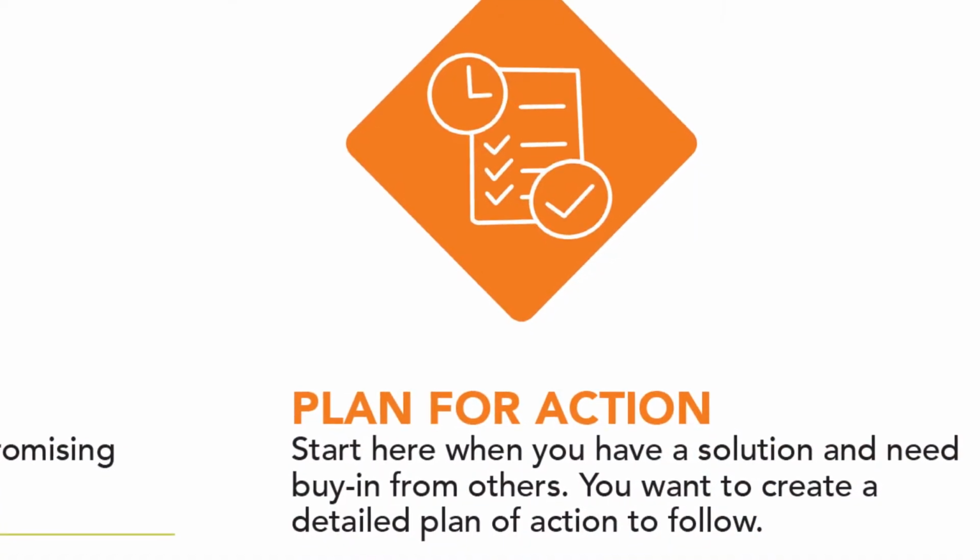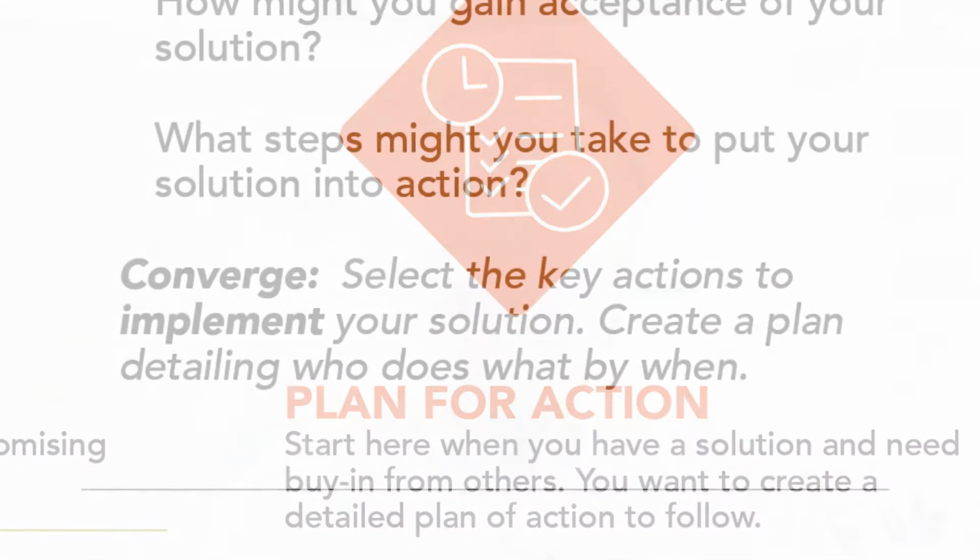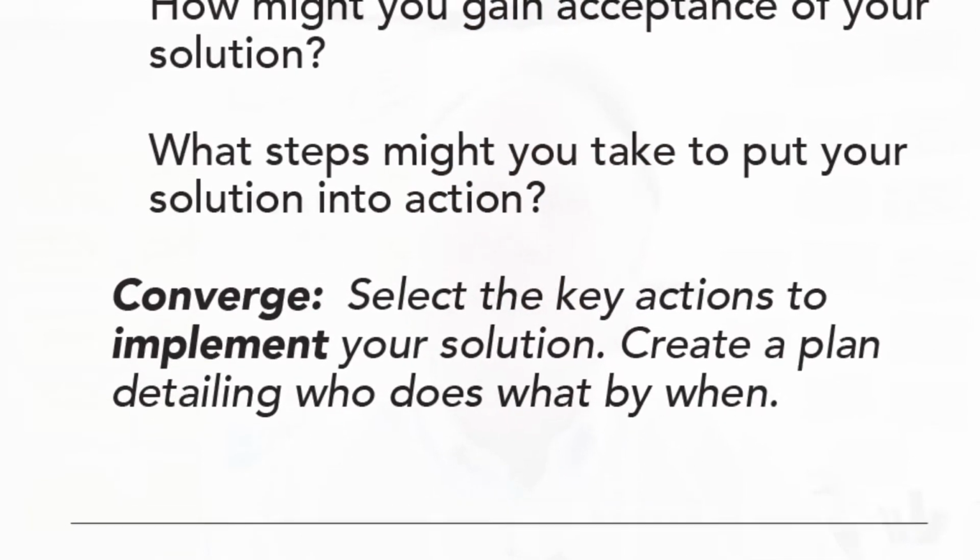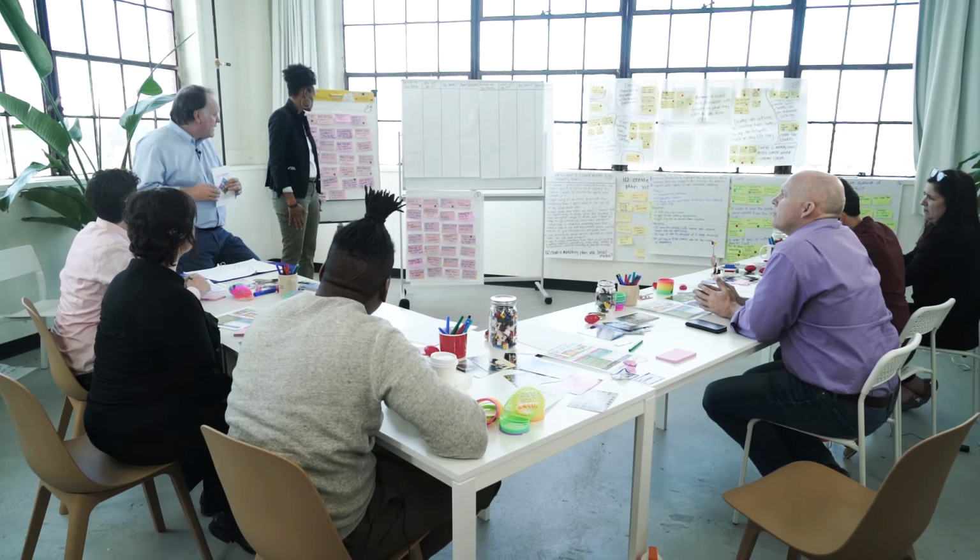Here's where we're at in the creative problem-solving process. We are at plan for action, and we're converging and developing a specific action plan.